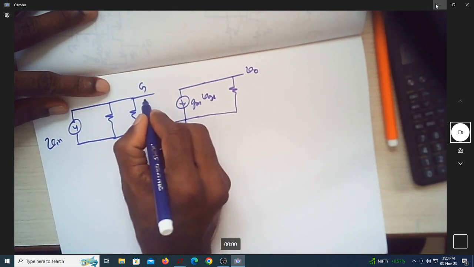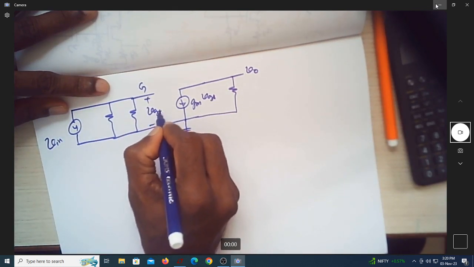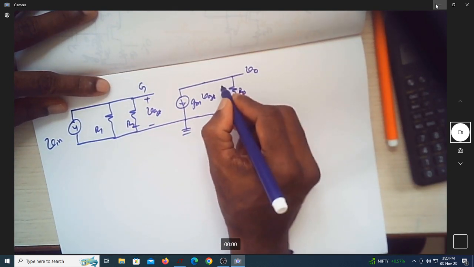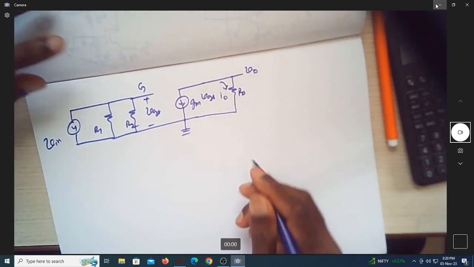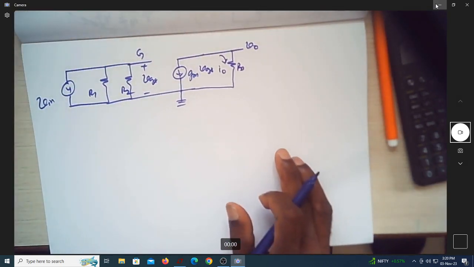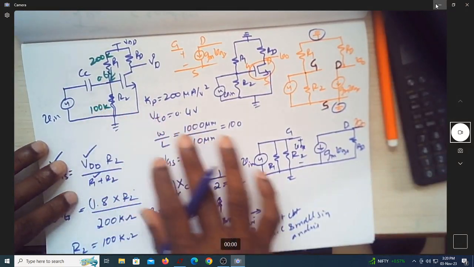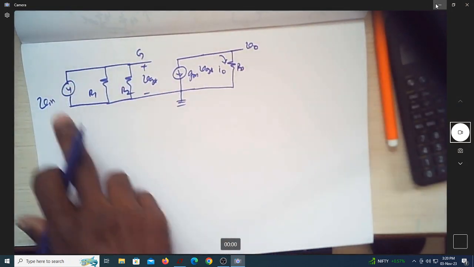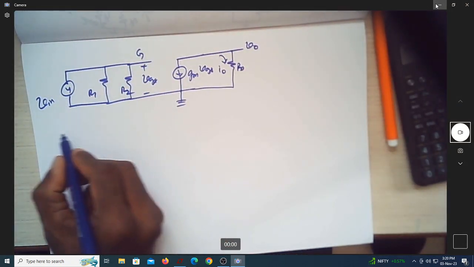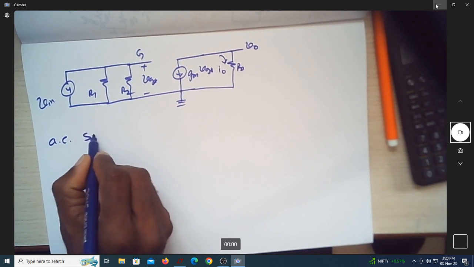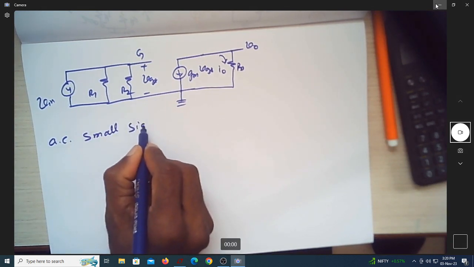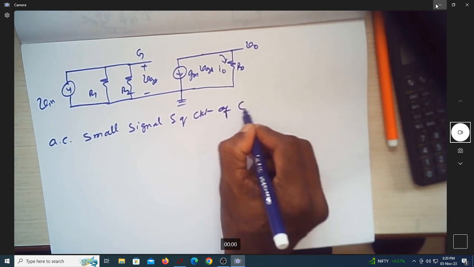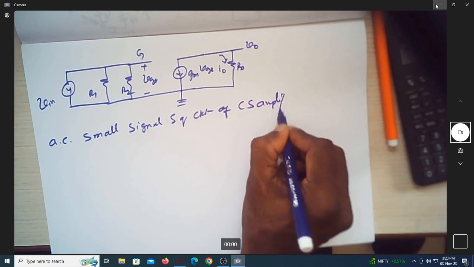This is Vin. This is plus minus VGS. This is R1, R2. This is RD. So let me assume a current of I0 flowing through this. So is this the equivalent circuit of this amplifier? So this is the AC equivalent circuit of the CS amplifier. Shall I write it as AC small signal equivalent circuit of CS amplifier?